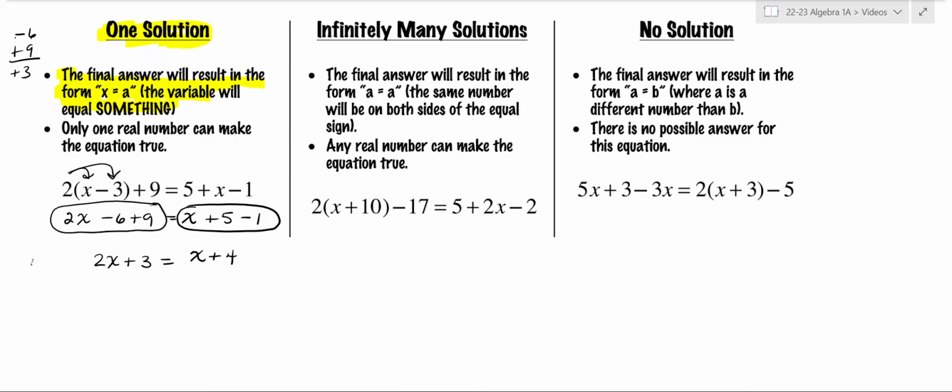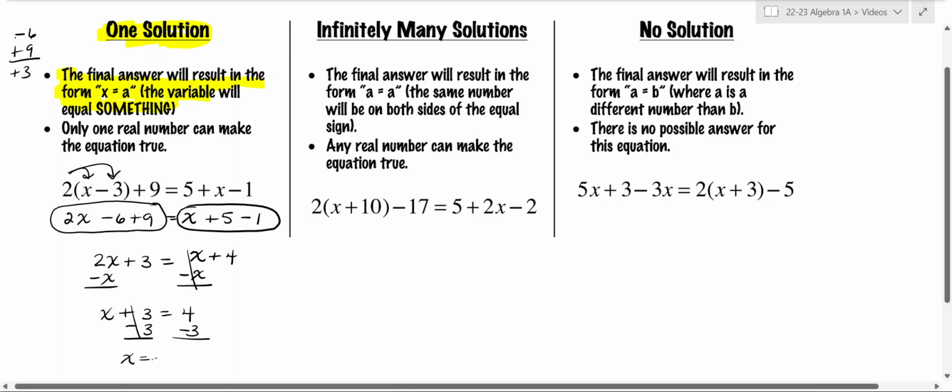Okay. So now we're going to move the variables to the left and the constants to the right. Okay, so we'll subtract x on both sides. So we have x plus 3 equals 4. And we're going to move the constants to the right-hand side. So minus 3, minus 3. X equals 1. There you go. See? X equals 1, x equals something, one solution.